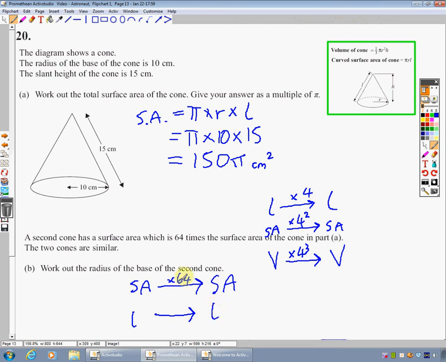Work out the radius of the base in the second cone. So I'm just going to have to do 10 times 8, which equals 80 centimetres. Don't forget units.